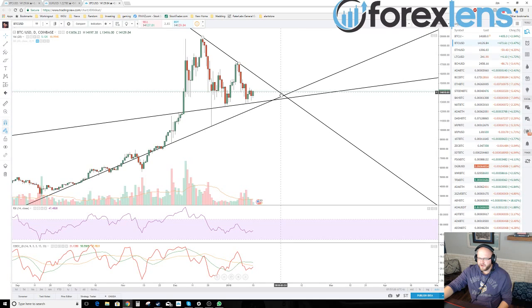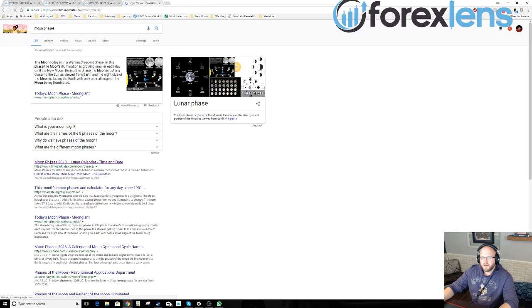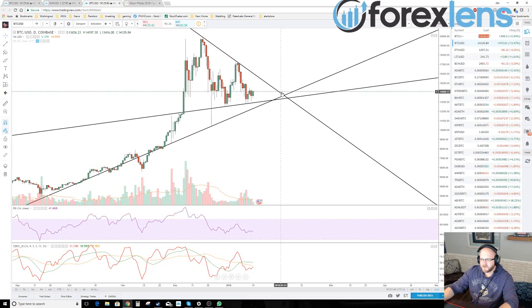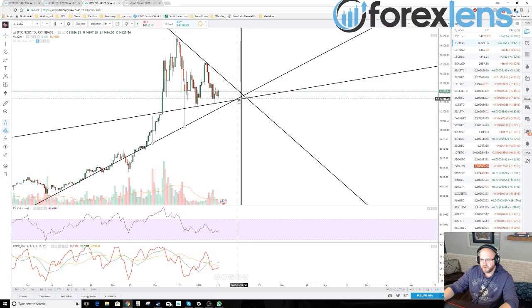Now, when is the new full moon? A full moon means that prices are likely to go up for 1 to 2 weeks. Where is the new cycle after the 16th? It's on the 31st. All right, let's look at moon phases. Moon phase calendar. The next full moon is January 31st. So January 31st is right there. All right. Bull flag, bull pennant, consolidative move. We get to the 31st at a full moon.